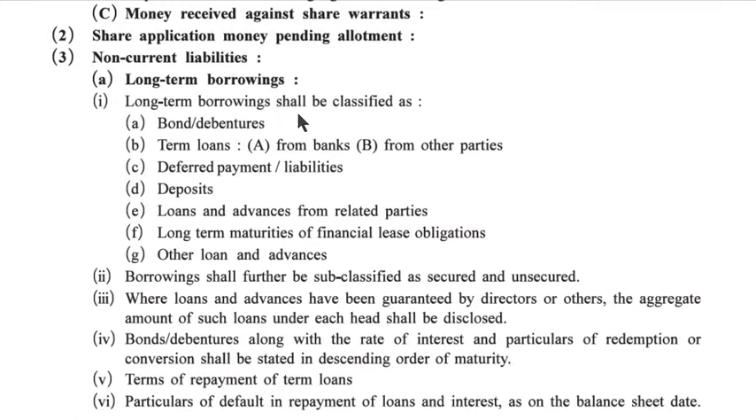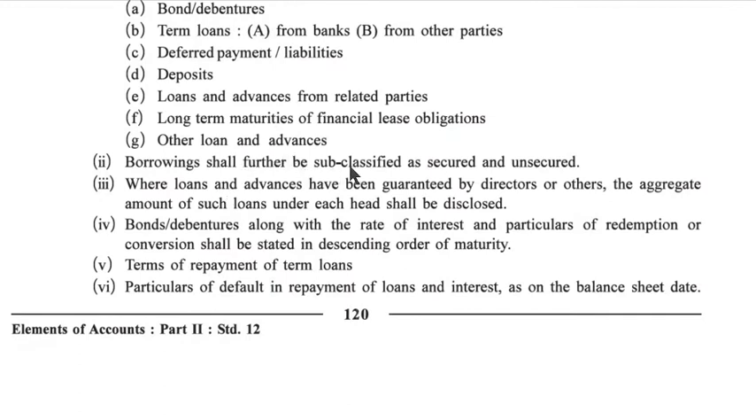Long-term borrowings shall be classified as: first, bonds and debentures; second, term loans. In term loans also, two subdivisions are there, from banks and from other parties. C, deferred payment liabilities. D, deposits. E, loans and advances from related parties. F, long-term maturities of finance lease obligations. G, other loans and advances. Second, borrowings shall further be subclassified as secured and unsecured loans.